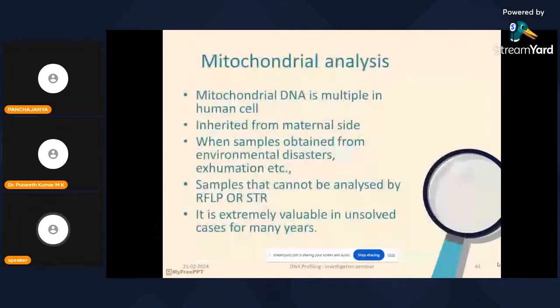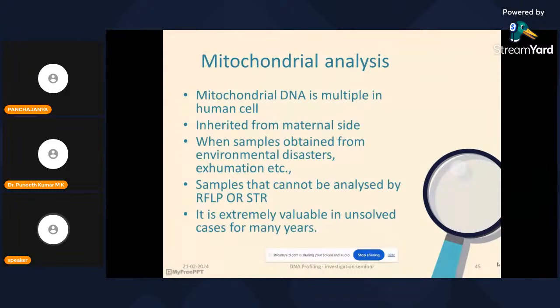And then mitochondrial analysis. Mitochondrial DNA is present in multiple copies in the human cell. Each mitochondria has DNA, that is called mitochondrial DNA, which is present in the human cell, and it is inherited from the maternal cell. That means it is transferred from the mother. Mitochondrial DNA is transferred from the mother cell.